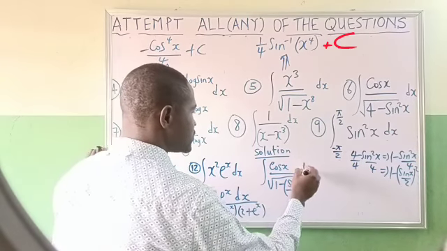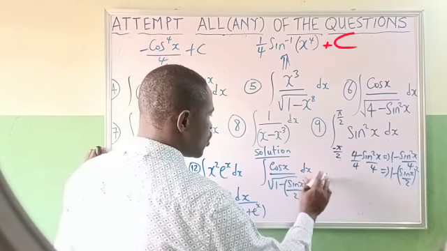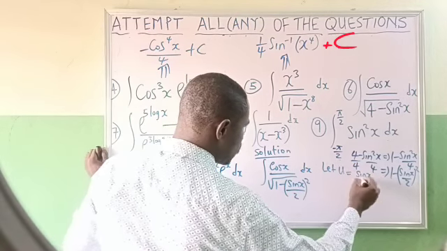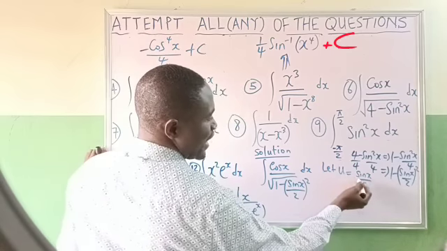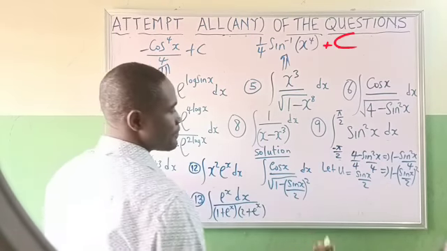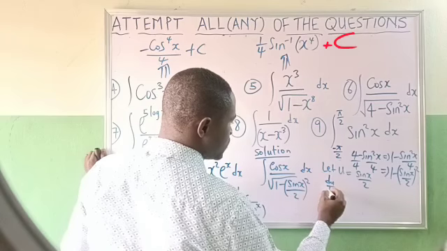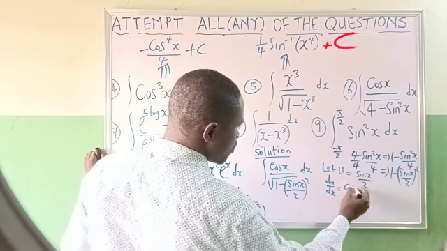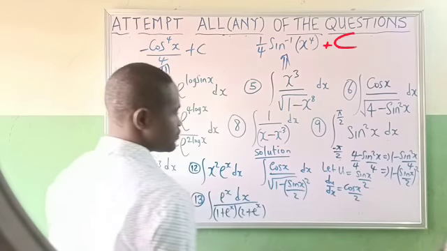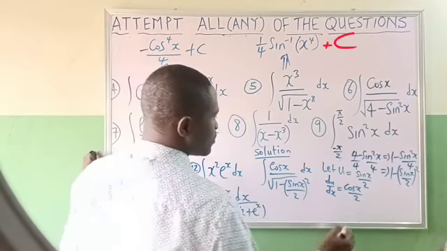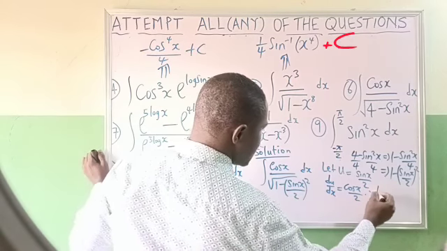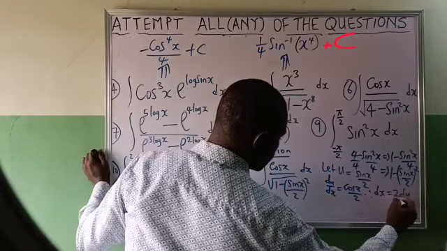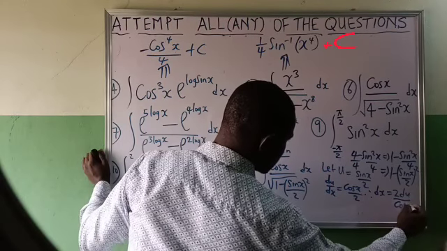Now at this point, you say let your u be equal to sine x over 2. Sine x over 2 is like half sine x. Now du/dx will give you, differentiate sine x over 2, it will give you cos x over 2. Then therefore make dx the subject of formula. The dx will give you 2 du all over cos x.